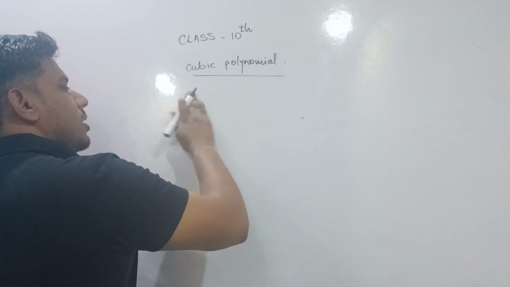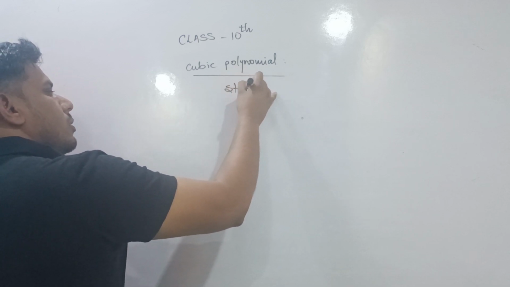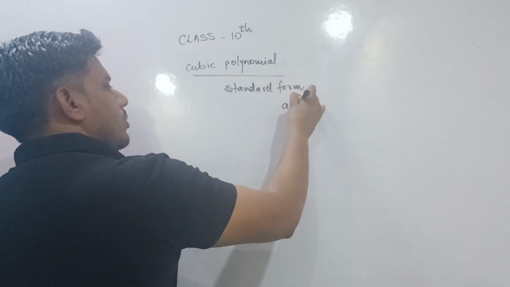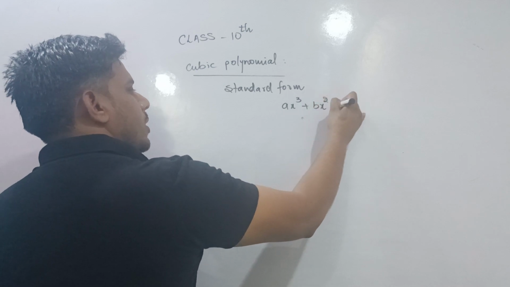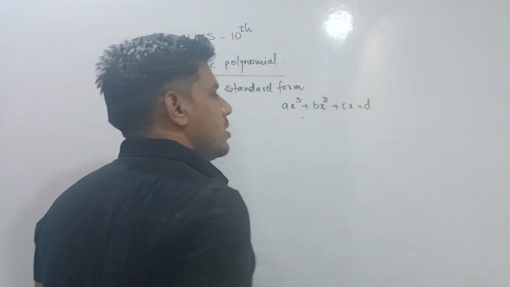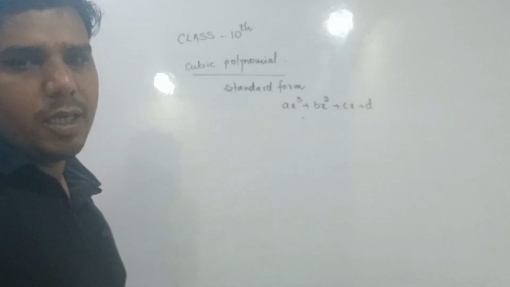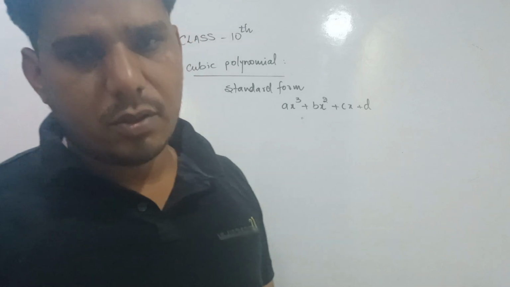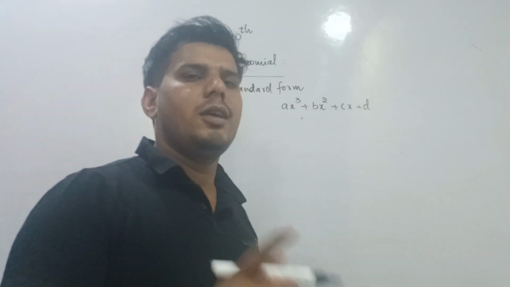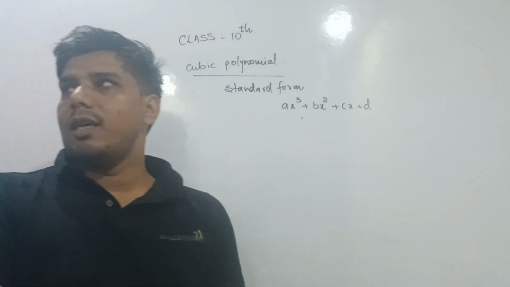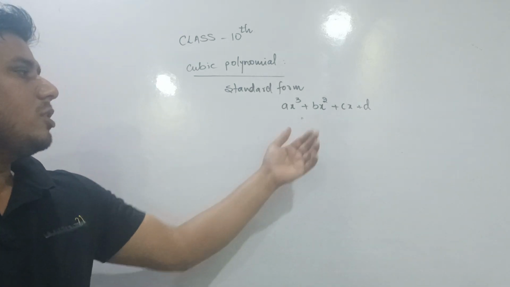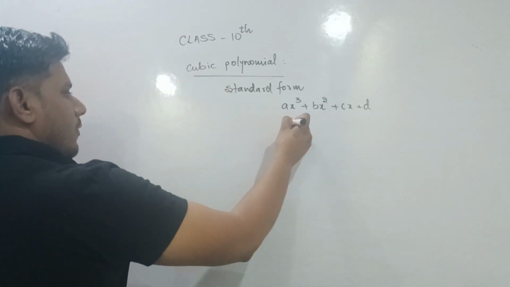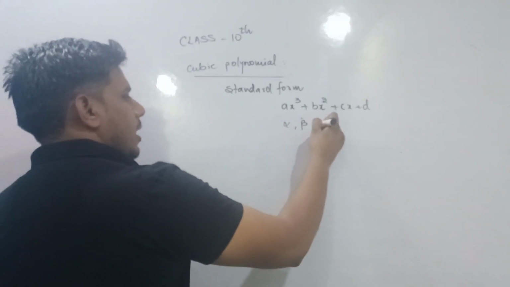Okay, we are going to write here the standard form of a cubic polynomial. The standard form of a cubic polynomial is ax cube plus bx square plus cx plus d, where a, b, c and d are the coefficients. And here, as we can check, the highest power of the variable is 3, so we will get 3 zeros of this polynomial. Let us call all the zeros alpha, beta and gamma.